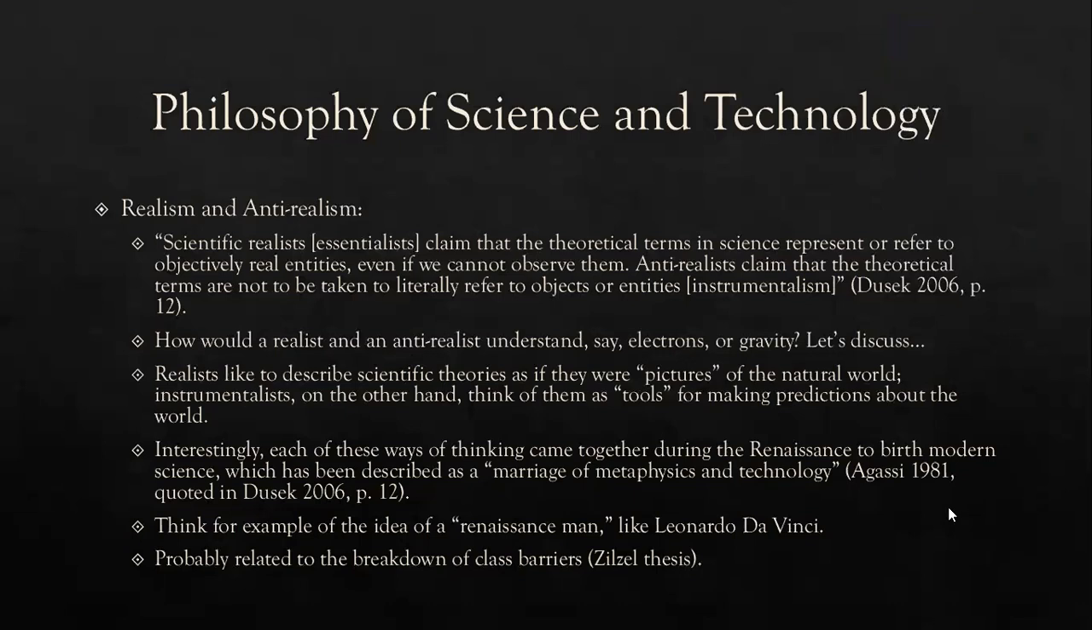Now, these don't have to be mutually exclusive. They kind of came together during the Renaissance, where we had scholars on the theoretical side of things, and artisans on the more practical side of things, coming together in this sort of marriage of metaphysics and technology. And we have this sort of romanticized idea of the Renaissance man that kind of, you know, represents this, right? Like, think of somebody like Leonardo da Vinci, who was both an artist and an engineer, right? So the coming together of the theoretical and the practical. So that's where we left off last time.